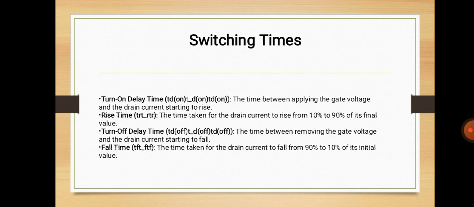These are some definitions of the time related parameters. First is TD on, that is the turn on delay time. The time between applying the gate voltage and the drain current starting to rise is the TD on. Next is the rise time. The time for the drain current to rise from 10% to 90% of its final value is the rise time. Next is TD off, the time between removing the gate voltage and the drain current starting to fall. And last is the fall time, the time for the drain current to fall from 90% to 10% of its initial value.